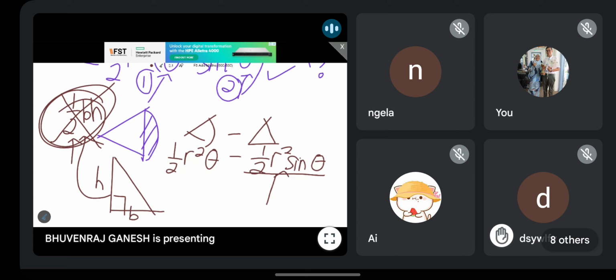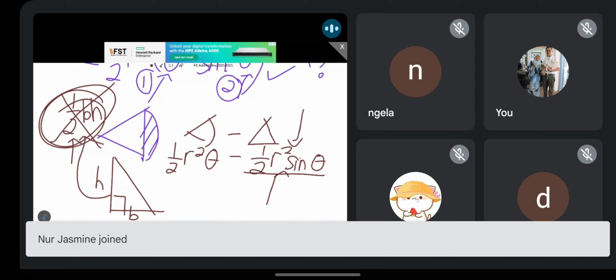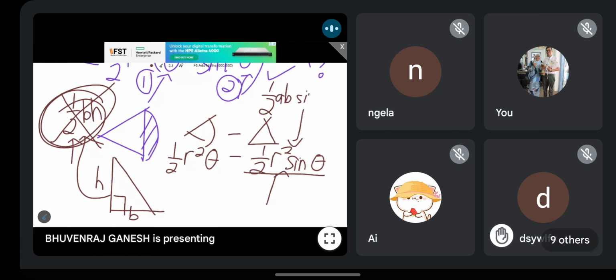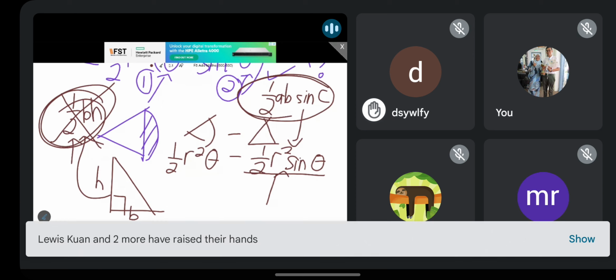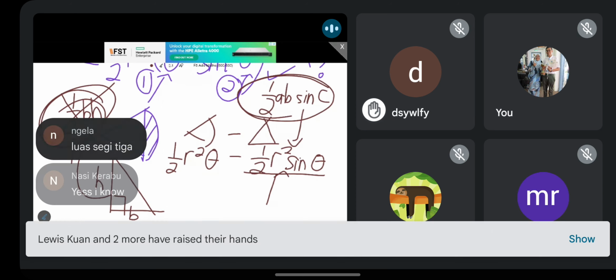Dari mana dia datang rumus ni? Do you all know? Hopefully you all know lah. Okay, so this one is actually your half AB sin C. Have you all seen this formula first? Everyone here. Cuba angkat tangan kalau kamu dah tengok rumus ni. Setengah AB sin C. Form 4 chapter 9, right? Penyelesaian segitiga, solution of triangle.